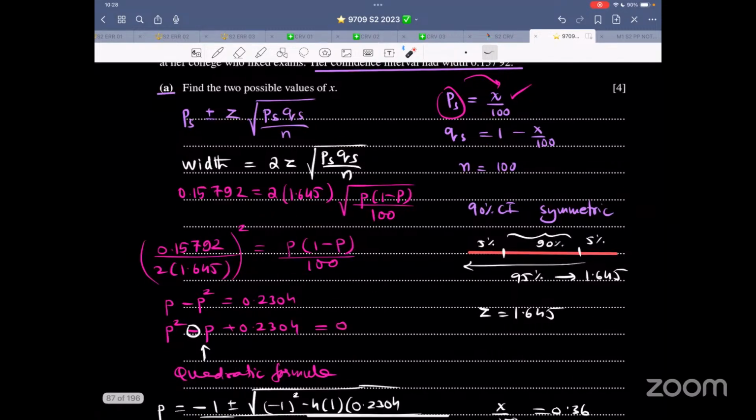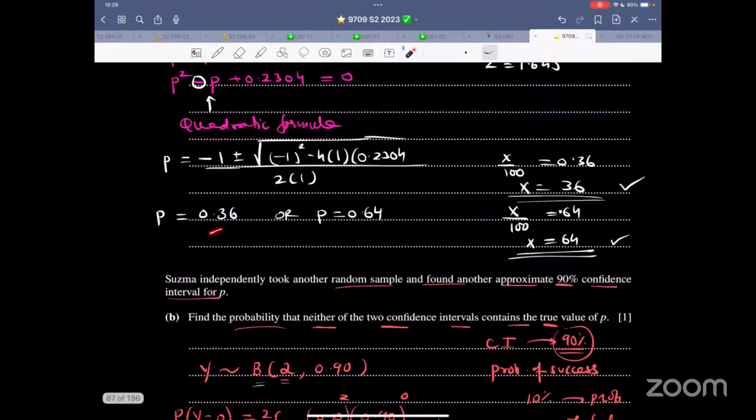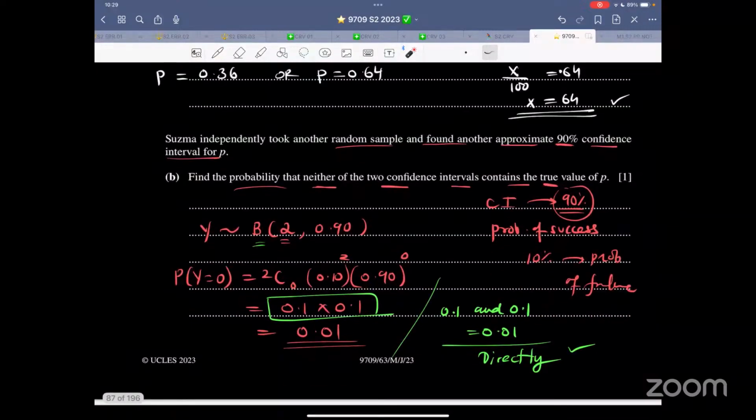So look at this working. It's full of decimals, and the quadratic formula is a must. You get two values, 0.36 and 0.64. So 0.36 is 36 over 100, and you find the value of X. Because it was X%, 36 over 100 is equal to X over 100. Therefore, X is 36. 64 over 100 is X over 100. Therefore, X is 64. So these are the two different values.